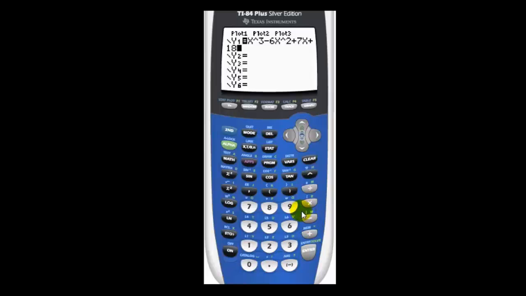Those silly Texas Instruments people. I don't know. They made two different keys. They don't understand that they're the same thing. Yes, but on a calculator, it's a different thing. You have to be careful.